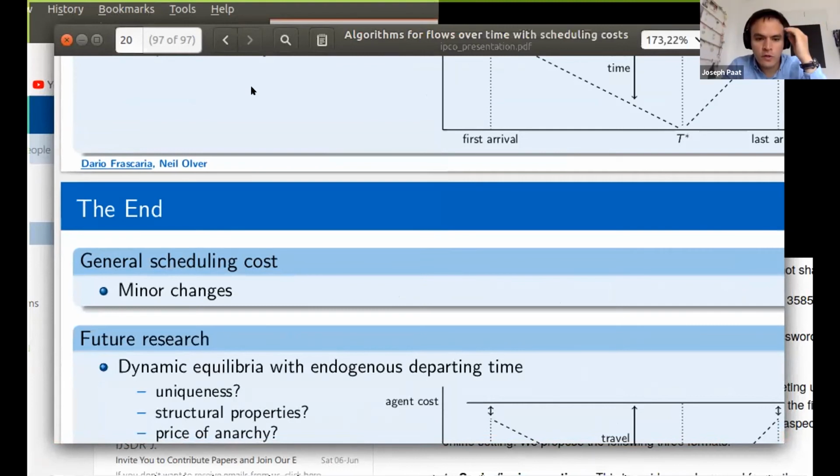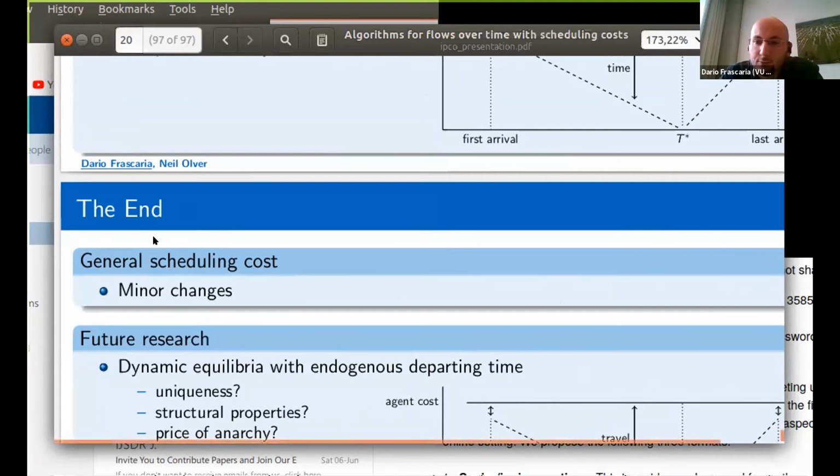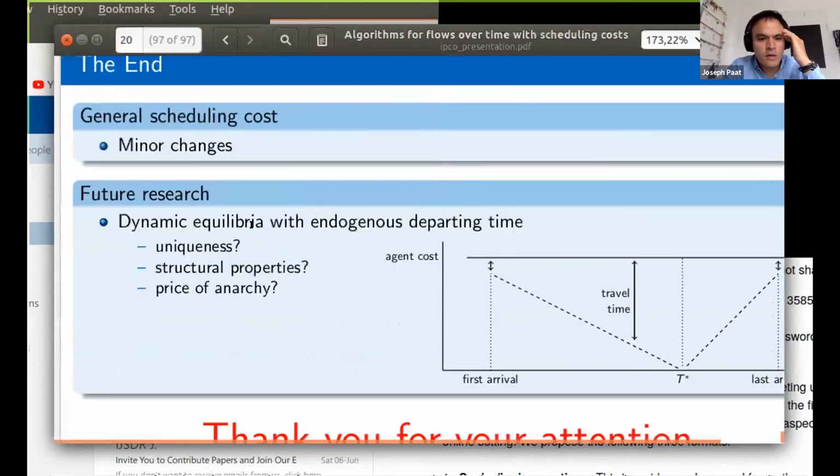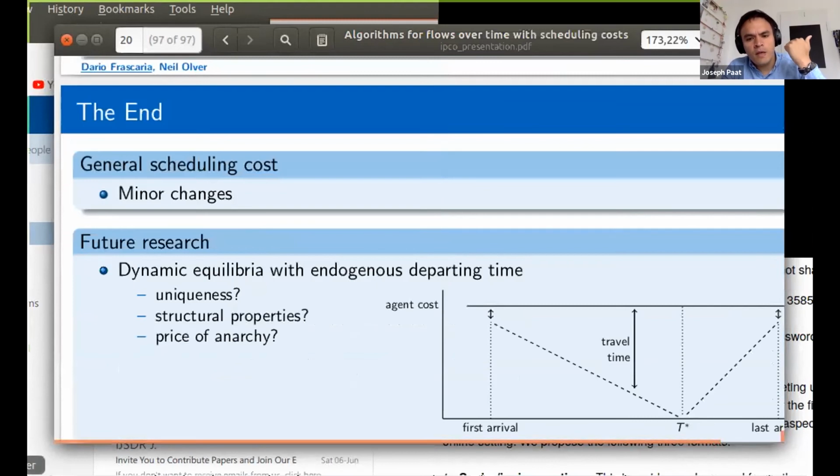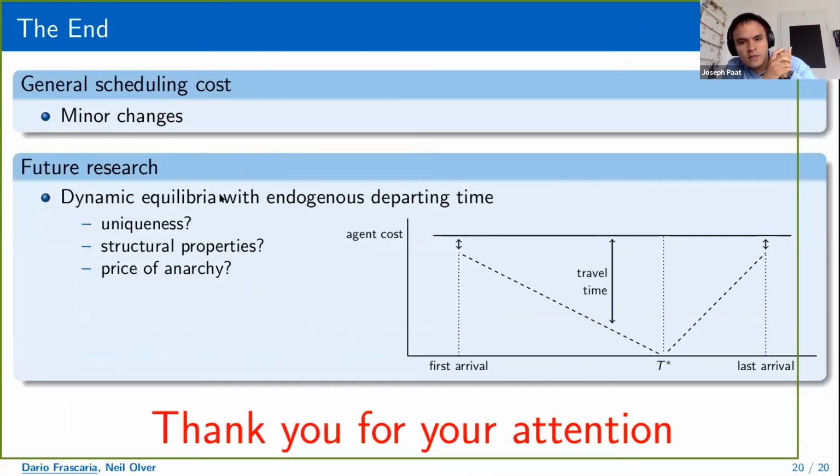Thanks for the great talk. In this last future research part, if the scheduling cost is also periodic and the agents have to choose their paths, as you mentioned, do you think that the paths they choose will also form some periodic equilibrium over time? I don't know if this makes sense.